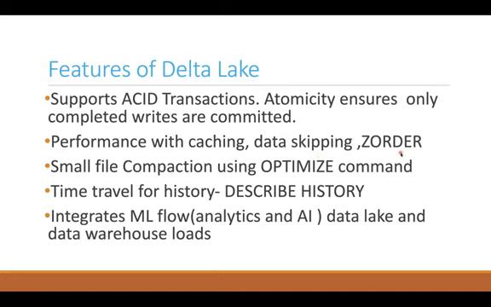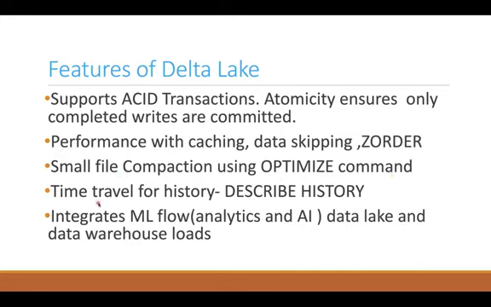Z-order is nothing but it will collocate the related information, which will be helpful to skip the data and to improve the performance. As we know, there will be a number of small files when we are writing data to the Delta Lake. Then it compacts using the Databricks coalesce and optimizes the performance. So Spark will help to compact the small files on the Delta Lake.